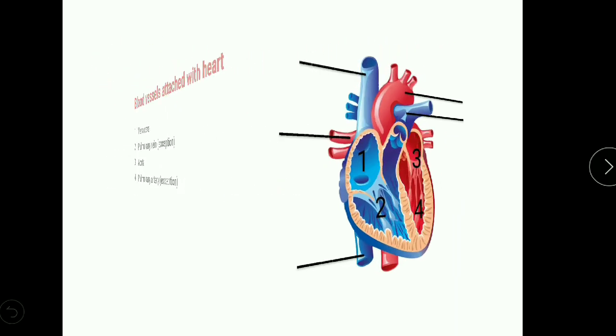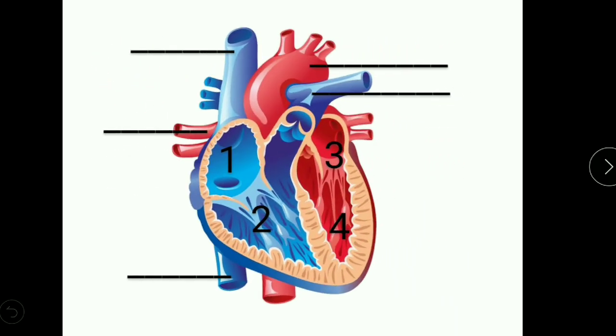I'm ending with the image of the human heart. Now you can name all the 4 chambers and the vessels. Take a moment to label them.